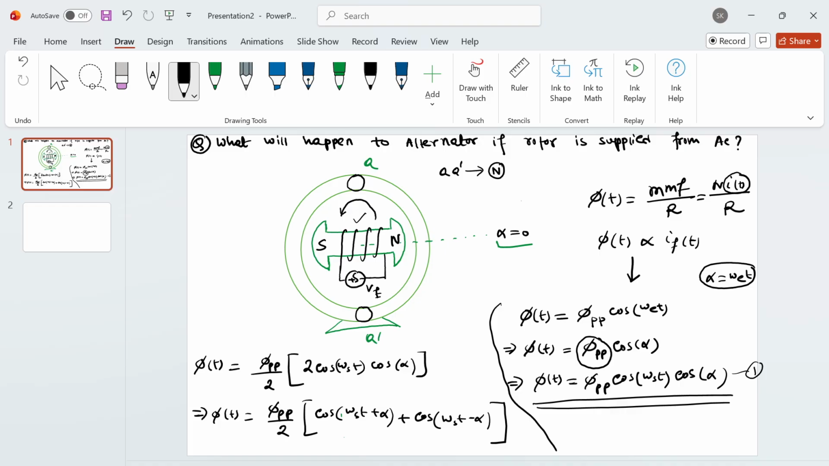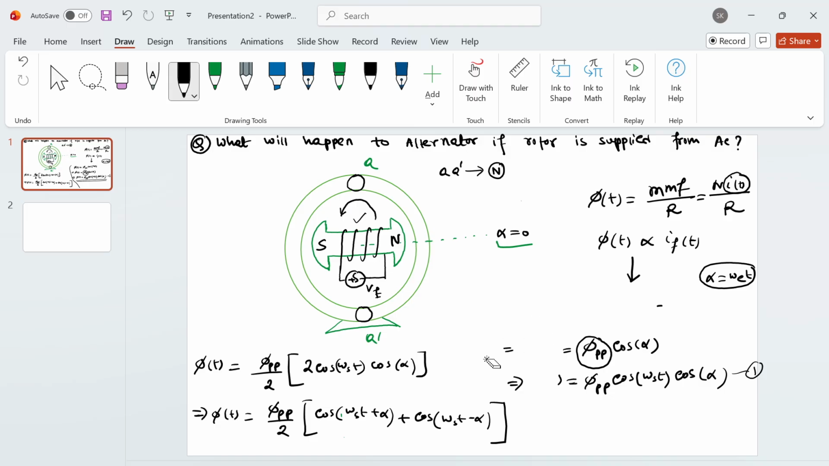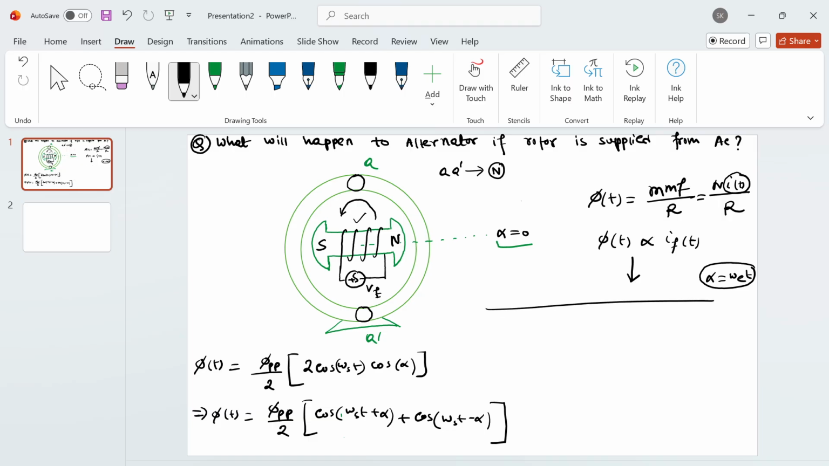Okay, now let me erase this portion. And alpha is nothing but omega_e t, right? So I'll just put omega_e t here. Phi of t equals flux per pole by 2 times cos(omega_s minus omega_e)t plus cos(omega_s plus omega_e)t.